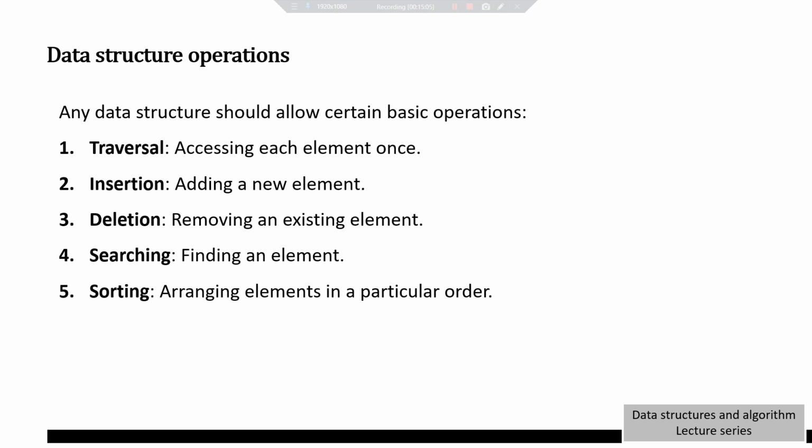Then lastly, we have different data structure operations. Any data structure should allow certain basic operations: traversal, insertion, deletion, searching and sorting. These are all basic operations which can be performed on a data structure. Traversal: accessing each element once. Insertion: adding a new element. Deletion: removing an existing element. Searching: finding an element. Sorting: arranging elements in a particular order.